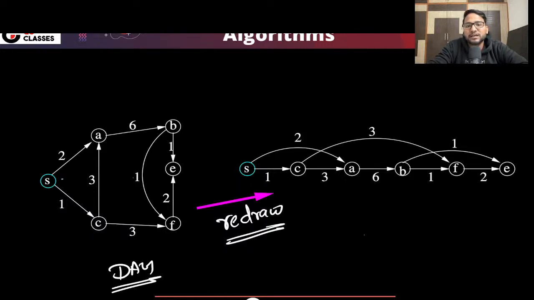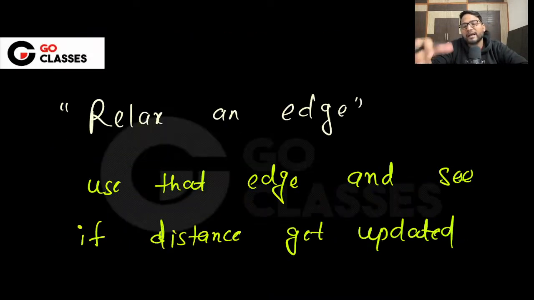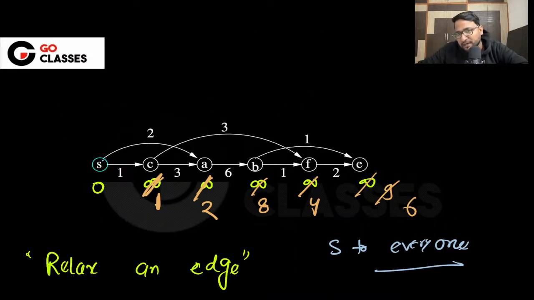So basically, from S to this E is 6, and similarly from S to F, if you check in the original graph, then S to F is 4, and so on, right? So this algorithm works, but only for a directed acyclic graph. So what is the algorithm?